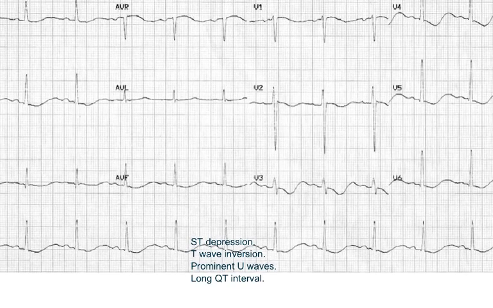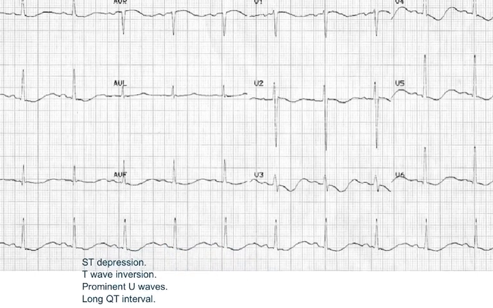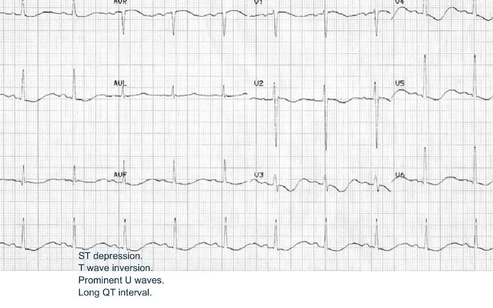Now look at this ECG. I'll zoom in for you guys. Here. So see, the ST segment is depressed. The T wave is inverted, then the U wave is very prominent, and the QT interval or QU interval is prolonged.